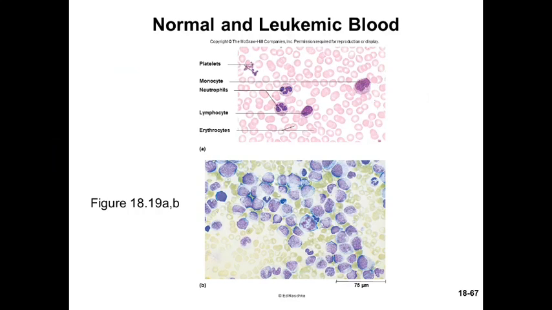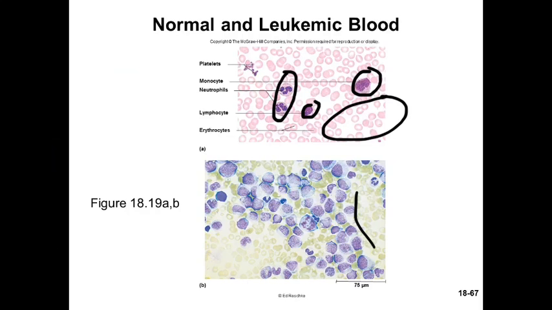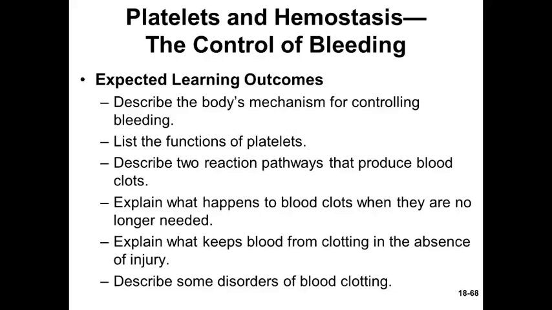So the top image, you can appreciate normal looking blood. Again, you see mostly red blood cells, and within this one view you can see a really large monocyte. There's a smaller lymphocyte, and here are two neutrophils. In blood that's leukemic, you could look at the large number of white blood cells, and not only is there a large number, but they're abnormal.